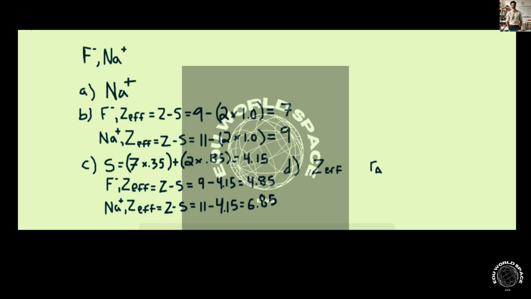And then finally in D, it says for isoelectronic ions, how are effective nuclear charge and ionic radius related? And this we've seen throughout here. As you increase the effective nuclear charge, you're increasing the pull of the nucleus on the electrons, and therefore decreasing the distance between the electrons and the nucleus. So this would decrease the atomic radius. So you could say that these are inversely related.